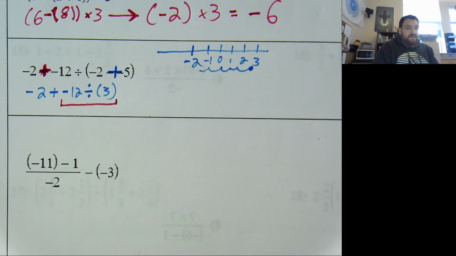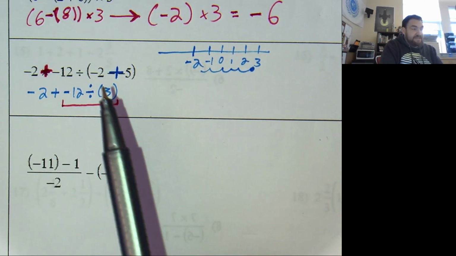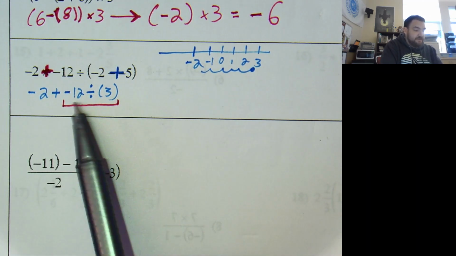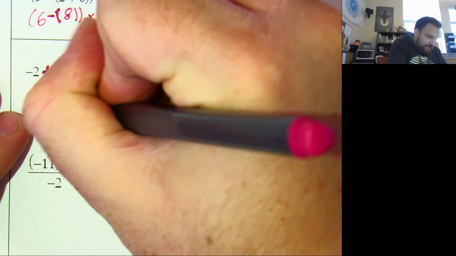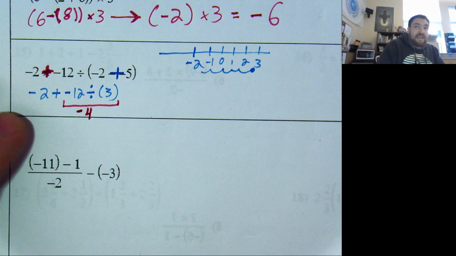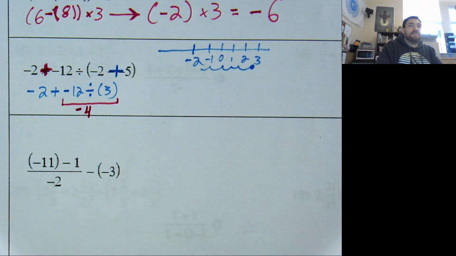What is negative 12 divided by 3? It's not 4. It's negative 4. If I've got a negative divided by a positive, my result is negative. So this piece here is negative 4. And negative 4 and positive 4 aren't the same thing.